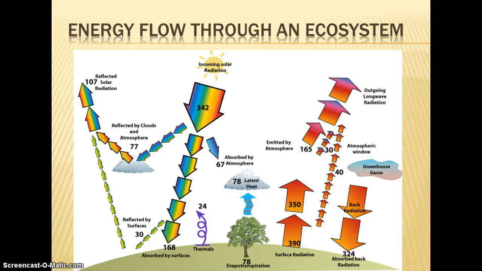So this is kind of an overview of the incoming solar radiation. Some of it's reflected or absorbed by the clouds and the atmosphere. Some of it's absorbed by the surface. Some of it's reflected by the surface. So we're just looking at the solar radiation that is absorbed. When the Earth's surface heats up, some of it is re-radiated as infrared heat, which is a longer wavelength that can be trapped by the greenhouse gases and stays close to Earth's surface, which is why the Earth's temperature remains warm.